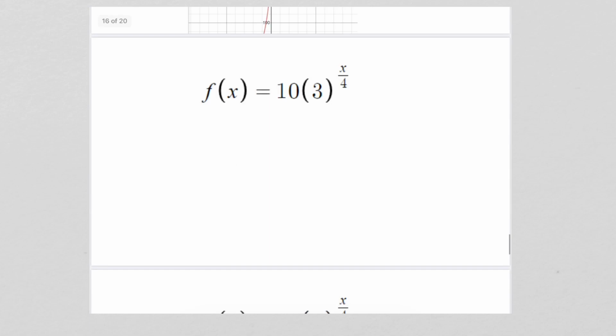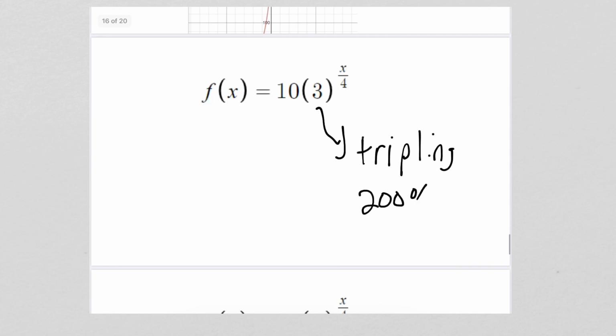All right, so then what if we have a function like this? We're going to stop talking about e for a second and just look at a different base function. So our base here is 3, right? So that tells us that we are tripling, because we're multiplying by 3. That could also mean growing by 200%, to a total of 300%, right? So we're growing to 300% of what we started.